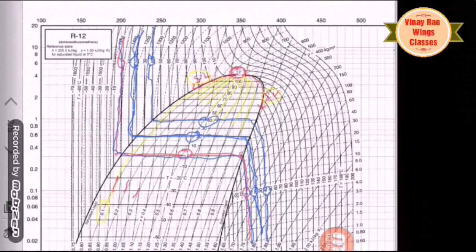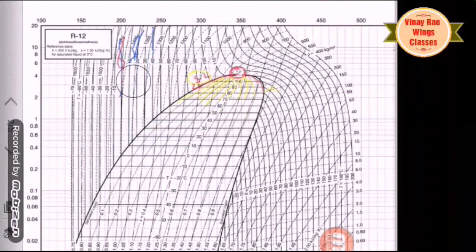These all are constant temperature lines. I will explain the dryness. This is the critical point, with saturated liquid and saturated vapor. All these are dryness fraction lines.